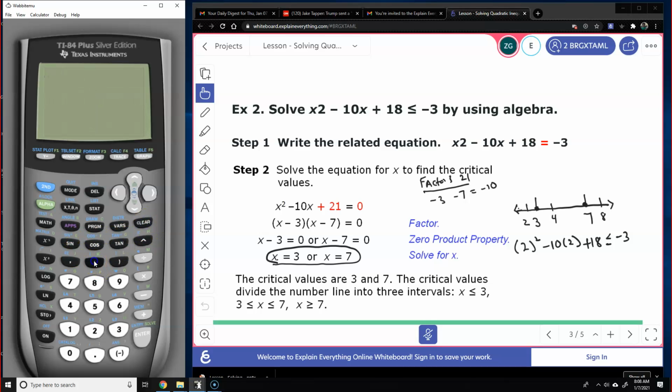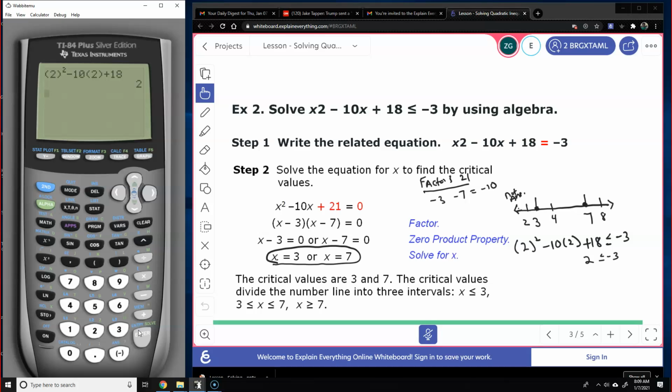So here we go. We have 2 squared minus 10 times 2 plus 18. And what do we get? It's 2. And we know that 2 is not less than or equal to negative 3. What does that say? The answer is not going to be in this area. It's not the answer.